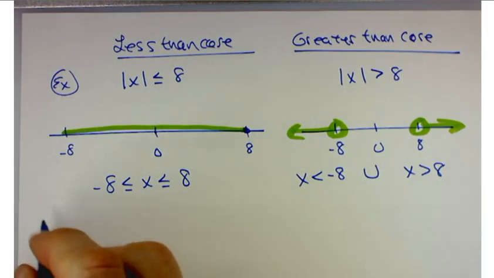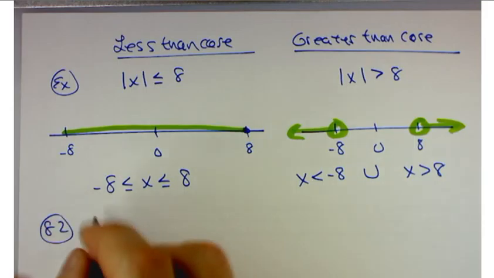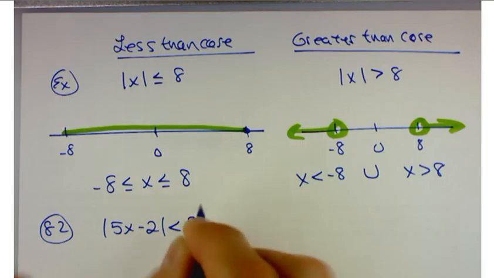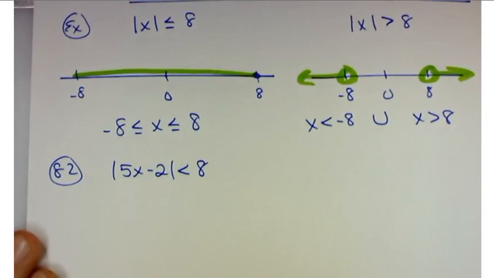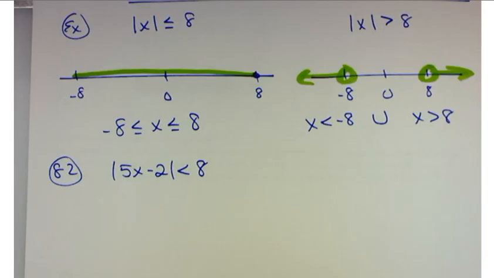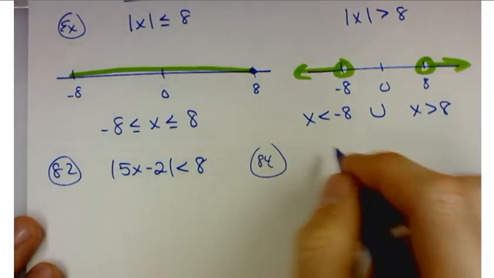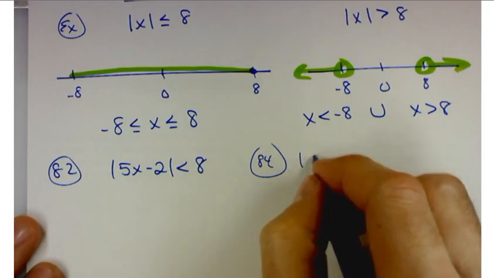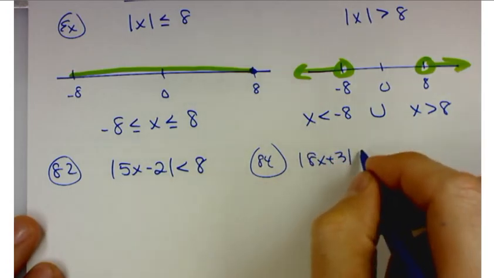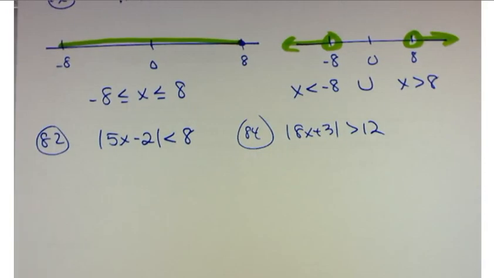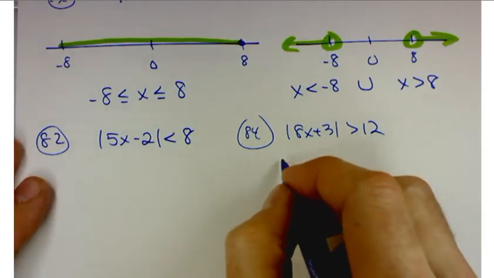Starting with problem number 82. The absolute value of 5x minus 2 is less than 8. There's really two ways to solve these types of problems. As an example of the greater than case, problem 84 is the absolute value of 8x plus 3 is greater than 12. There's actually more than a couple ways to solve these types of problems. But let me start with showing you this one for problem number 84.